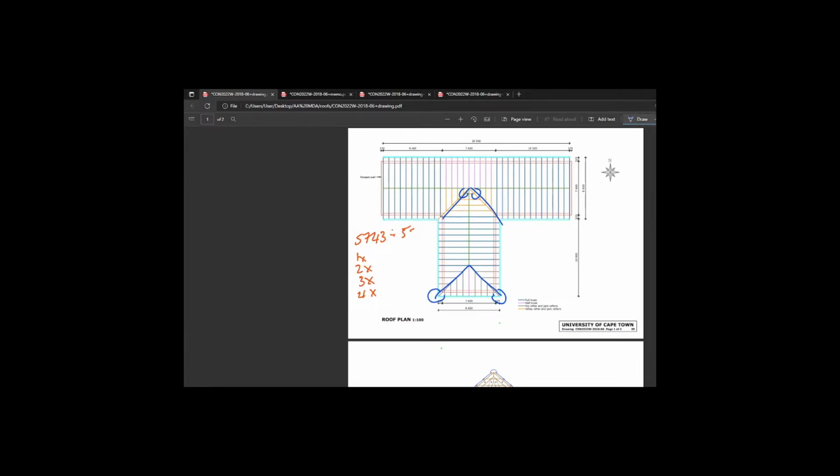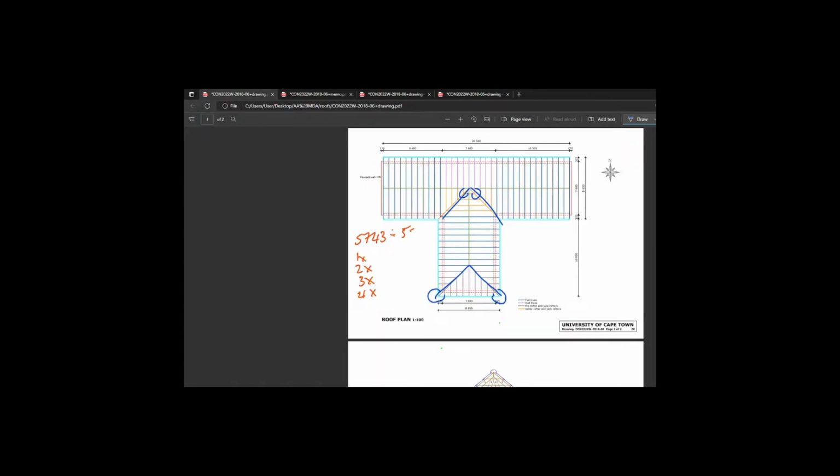Another 2. Another 2. So, because of the 45 degree symmetry, we're allowed to say that this is 4 times. What I would have actually done is the other way around. I would have said 2 by 4.